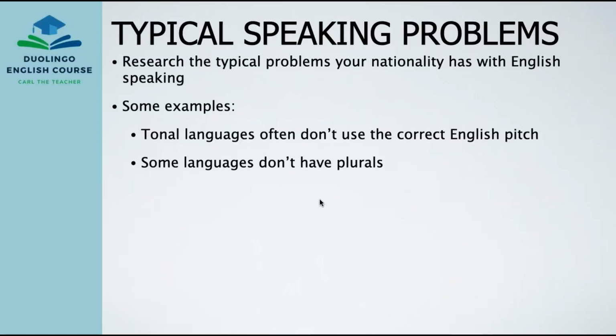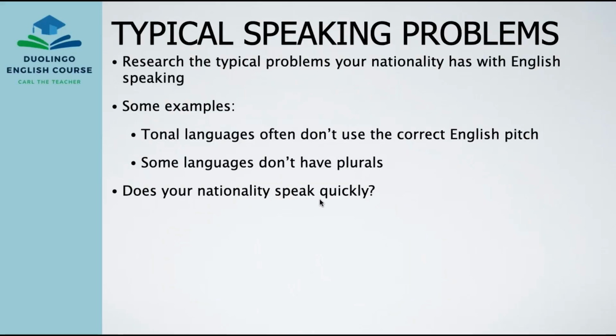Some languages don't have plurals. So if you come from a language where you don't put an S onto the end of a noun, or you don't have some sort of marker, it doesn't have to be an S, but some sort of marker to show that it's a plural. Some languages would, for example, say "two cat", not "two cats", and that's fine, obviously, in your language, but it can't be done in English. You've got to make sure that you don't take what's from your first language and use it in English.